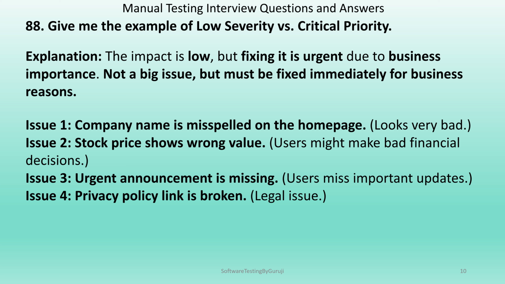First issue, company name is misaligned on the home page, looks very bad. Issue 2, stock price shows wrong value. User might make bad financial decision. Third issue, urgent announcement is missing. User misses important updates. Fourth issue, privacy policy link is broken. Legal issue. So these are the four examples for low severity versus critical priority. So let's move to another question.